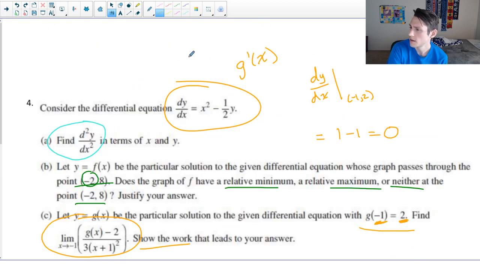So again, g, just normal g, is a solution to this differential equation. So if I take the derivative of g, it's going to get me right back here. Now I want to know what happens when I plug in negative 1. But since this is a differential equation that needs x and y, I know from the initial conditions, if x is negative 1, y is 2. So that's why I plugged in negative 1 for x and positive 2 for y.